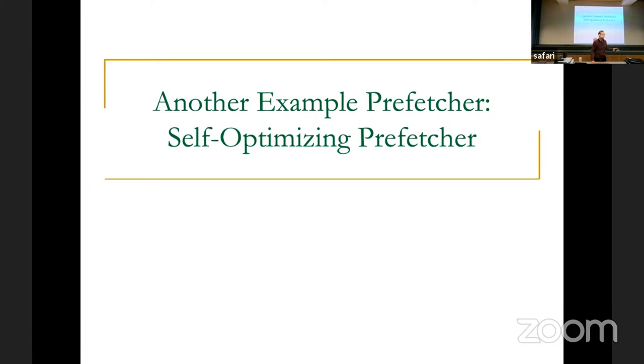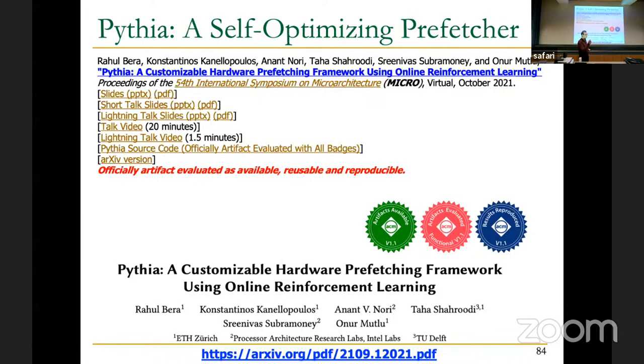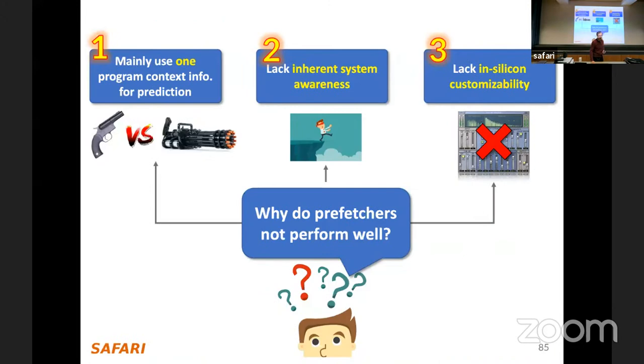And again, creativity. Let me talk about self-optimizing prefetchers. We're going to have a more research-oriented lecture on this, so I don't want to cover a lot on this. Rahul is going to give a research lecture on multiple of these works. But this work introduces the first realizable reinforcement learning-based prefetcher. And it targets multiple problems. As you have seen, prefetchers usually use one type of program context information, like the program counter, right? They don't use many things. So they're not very complex in terms of what kind of program information they use to do the prediction. They lack inherent system awareness in general.